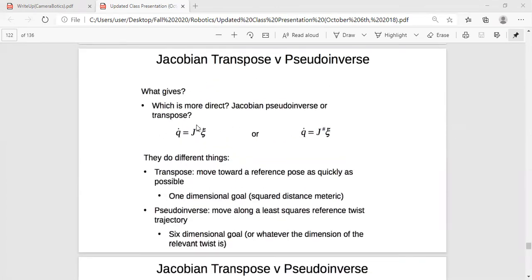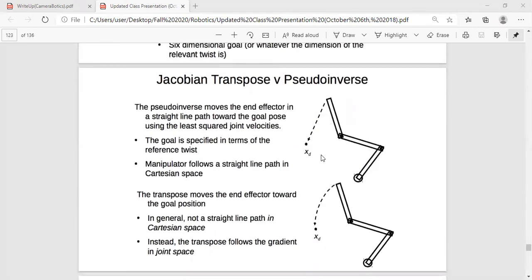So we have two methods for calculating the inverse kinematics using the iterative method. The first way is using the pseudo inverse, and this will give me a straight line from the current position to the point that I'm solving. The other method is using the Jacobian transpose, and this will give me that.